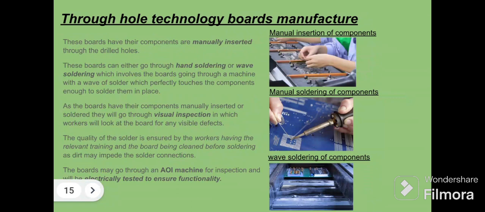And finally, through-hole board manufacture. The components are manually inserted. As I said, for hand soldering, this is typically stronger because you've got components actually going through the board and being soldered on the other side.